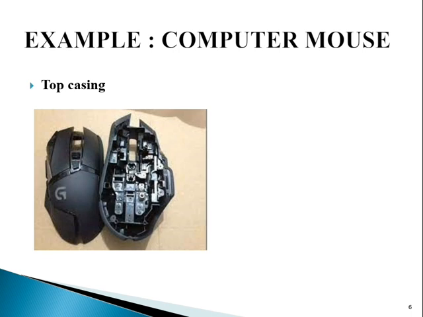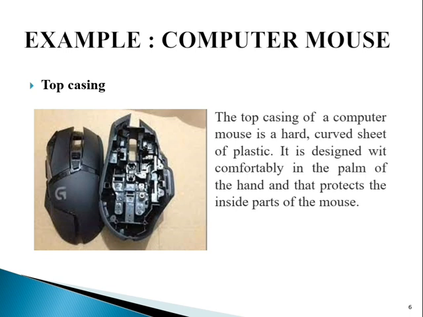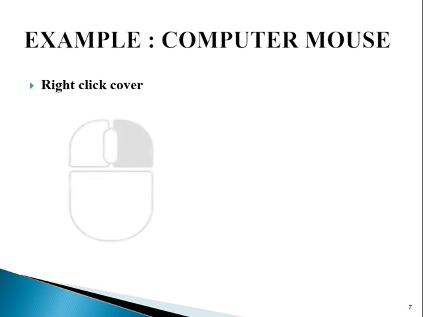Okay. So the top casing of a computer mouse is a hard curved sheet of plastic. It is designed to fit comfortably in the palm of the hand and it protects the inside part of the mouse. So like this you can write down from here. Okay. So you can stop the video and write it down in your paper. Okay. Next is right click cover.